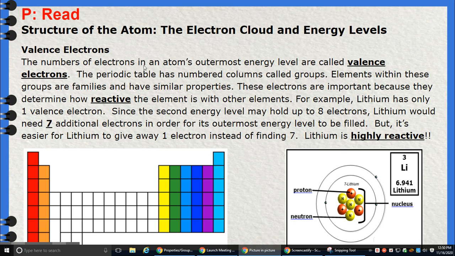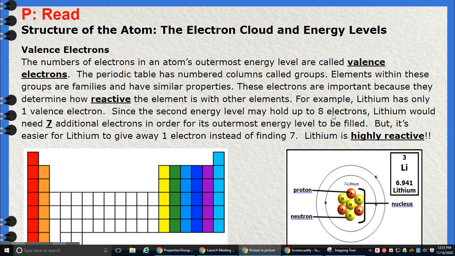Valence electrons. The number of electrons in an atom's outermost energy level are called valence electrons. The periodic table has numbered columns called groups. Elements within these groups are families and have similar properties. These electrons are important because they determine how reactive an element is with other elements. For example, lithium has only one valence electron in its outer energy level.